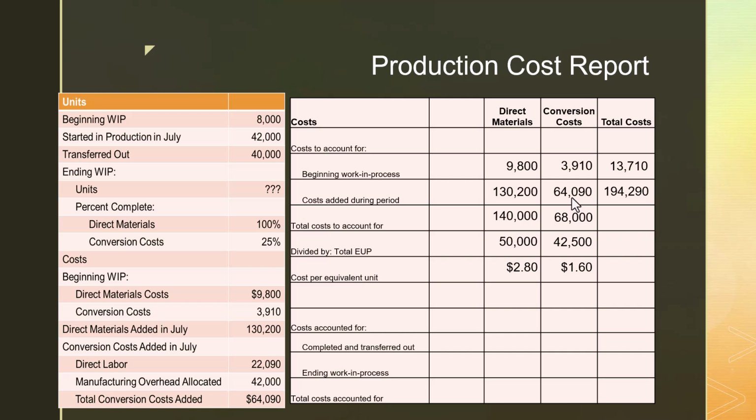So what are our total costs to account for? Well, we had a certain amount already committed. We added more during the period. The sum of those two numbers, which in this case is $208,000, which is also the sum of these two numbers, so you can check your math that way. That $208,000 is how much we got to figure out where it lies. We got to figure out how much of that $208,000 should be transferred on to the next phase of production, and how much of it should still be contained here in our ending WIP. Well, let's do that in our costs accounted for section down on the bottom.